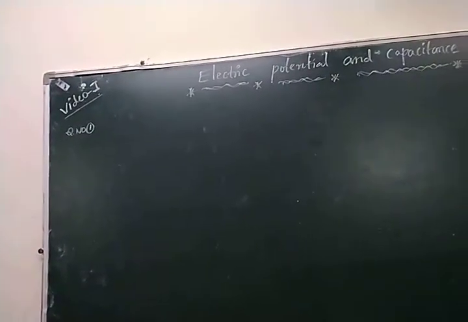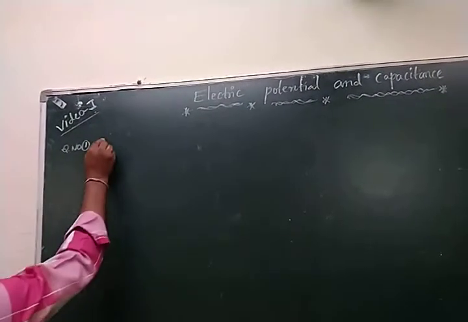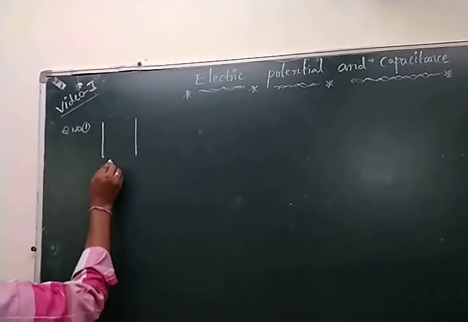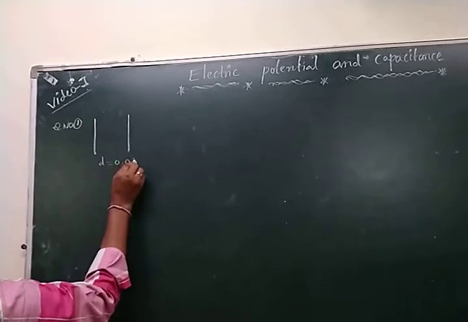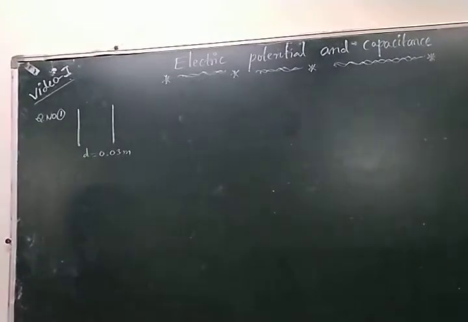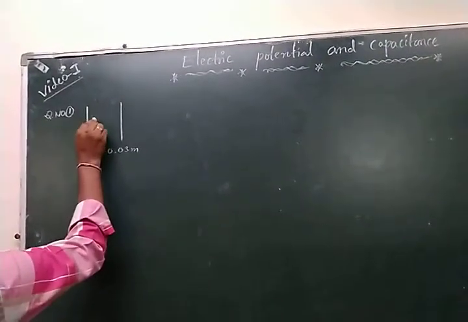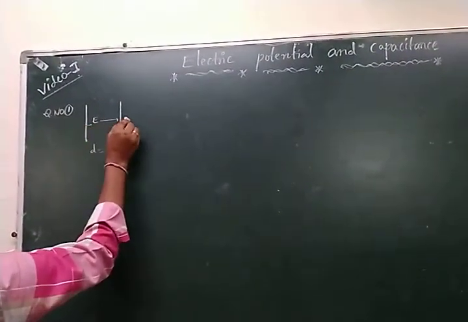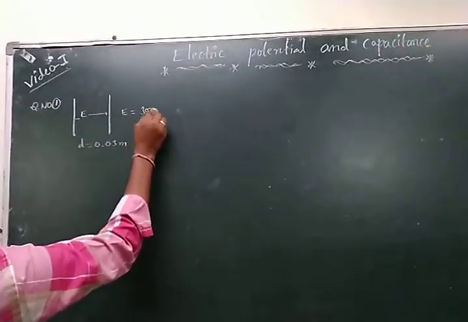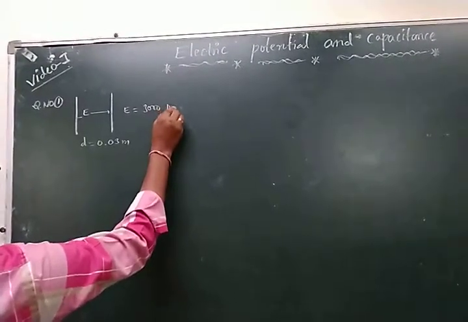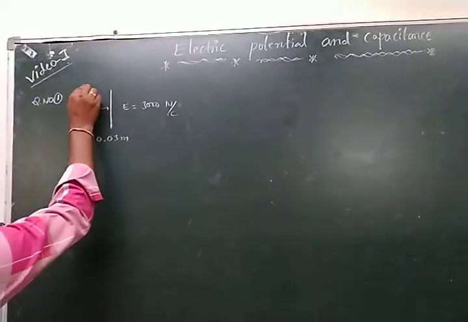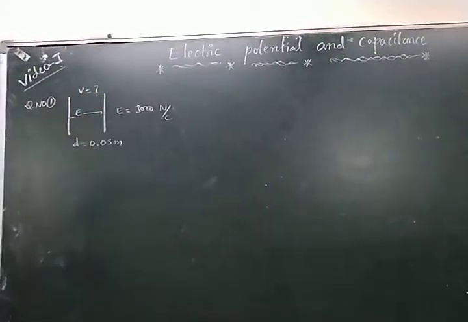Two parallel plates are separated by a distance d equal to 0.03 meters. The electric field intensity between them, E, is given as 3000 Newton per Coulomb. Calculate the potential between the two plates.